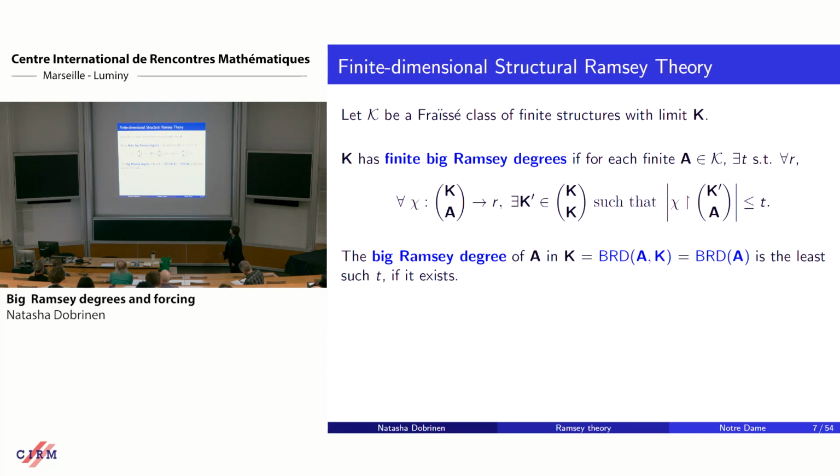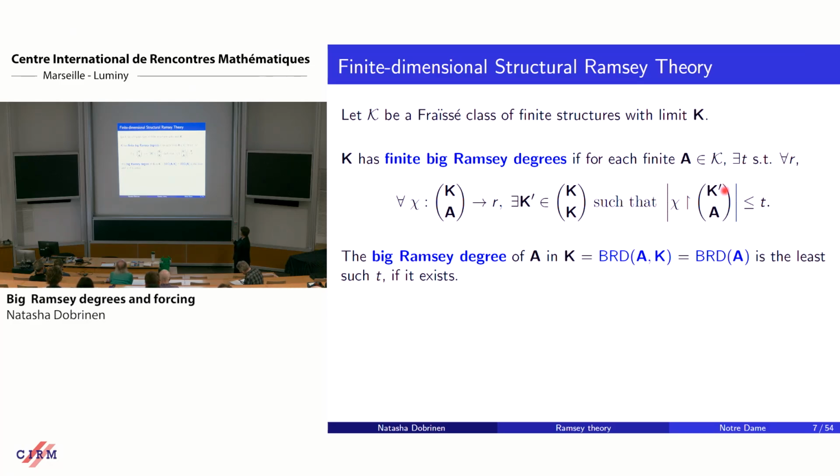And when we wish to do finite dimensional structural Ramsey theory, we run into some obstacles with getting a direct analog of Ramsey's infinite theorem. So to set some terminology, if you have a Fraïssé class of finite structures with a Fraïssé limit K, we'll say that that infinite structure has finite Big Ramsey degrees.